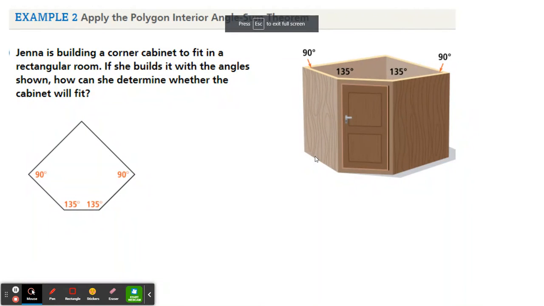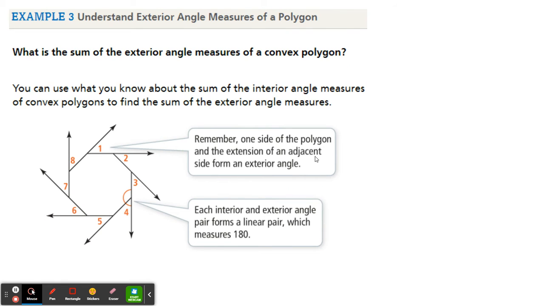All right, let's get back to it. Video 2 with example 3. What is the sum of the exterior angle measures of a convex polygon, right?